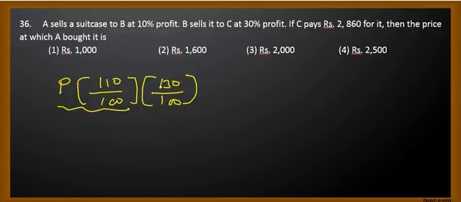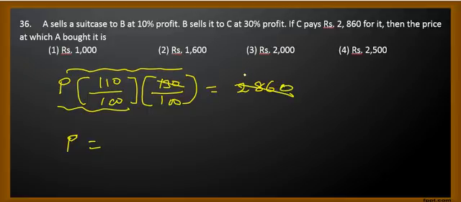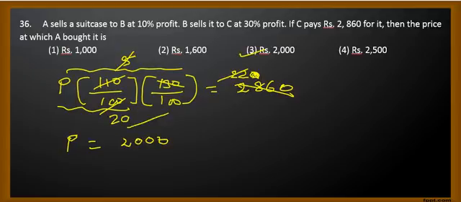On this, he is selling at a 30% profit. Now this total is the cost price of C. Now C pays how much? 2860. We have to find the value of P. So P equals, we can simplify here only, 130 ones, 130 20s, 22s. Okay. Now 22 ones, 22 5s, 5 ones, 5 20s. So on simplification, P you will get 2000. So the answer is option 3.